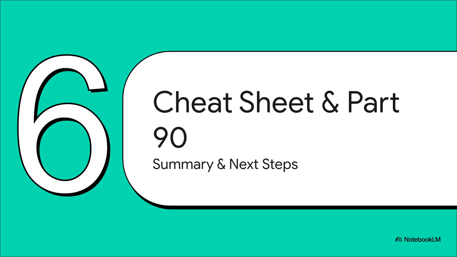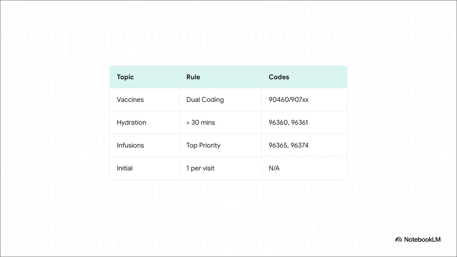Section 6, Cheat Sheet, and Part 90. You guys have done fantastic work today. Let's quickly wrap this up. Here is your one-page visual summary. Remember dual coding for vaccines, the strict 30-minute survival rule for hydration, the 15-minute split for infusions versus push, and that relentless primary hierarchy. Grab a picture of this. Next time in Part 90, we're tackling Medicine Section Guidelines Part 2, diving into psychiatry, biofeedback, dialysis, gastroenterology, ophthalmology, otorhinolaryngology, and cardiovascular codes. Phew, that's a mouthful.